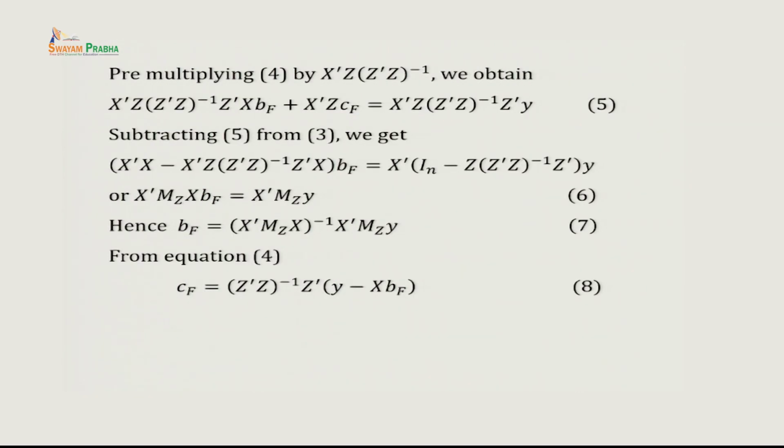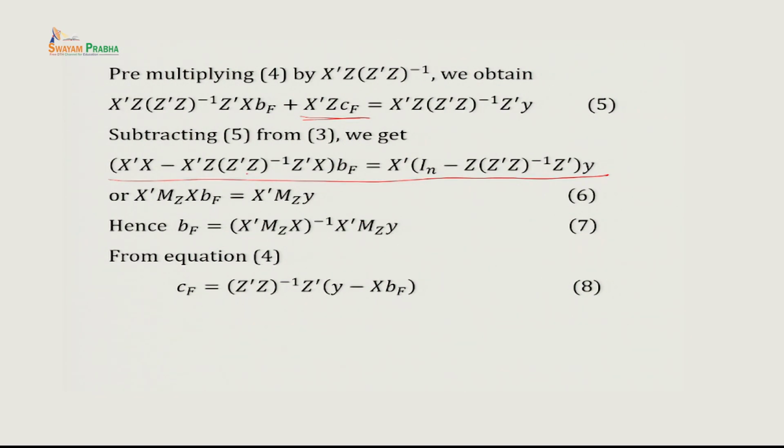Then we pre-multiply equation 4 by x transpose z, z transpose z inverse. So, we obtain this equation: x transpose z, z transpose z inverse z transpose x B f plus x transpose z C f equal to this part. Then we subtract equation 5 from 3. So, this second term cancels out, and we obtain this equation just simply by subtracting 5 from 3.